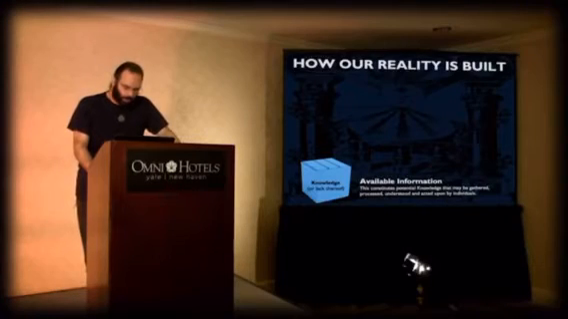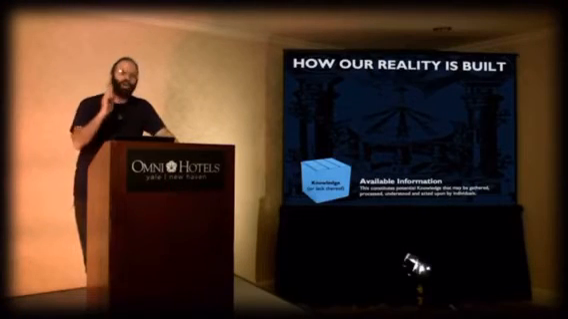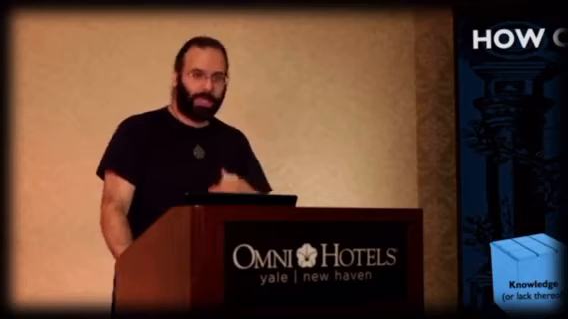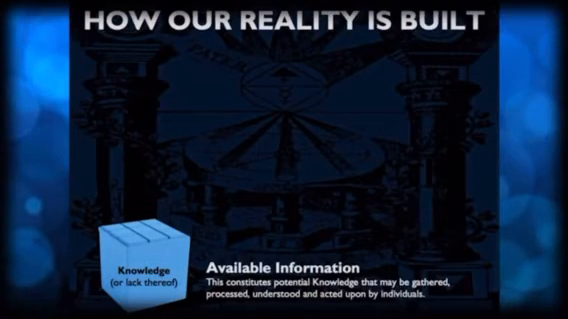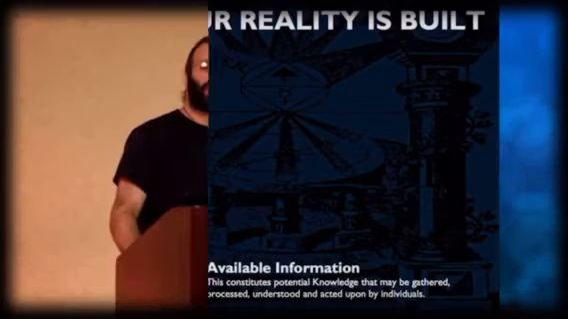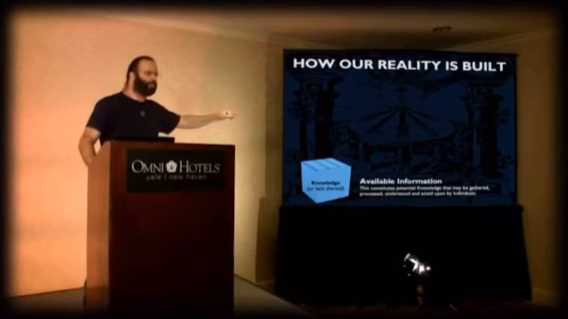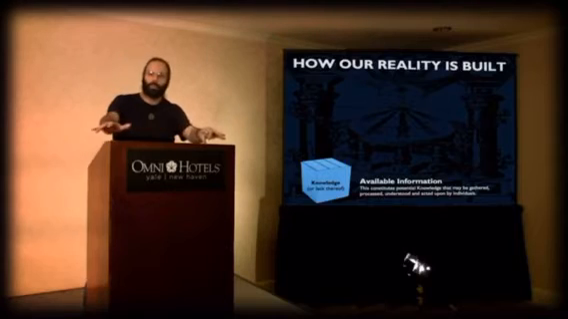Available information is what you're starting with. This constitutes potential knowledge. And it can become knowledge if it's taken in, if it's amassed, if it's aggregated. Okay? It can be gathered, it can be processed, it can be understood, and then it can be acted upon. You could call this the grammar stage of this three-part process I'm going to explain. Okay? You could also refer to this as the input stage. If we're looking at it in a computer model, this is the stage of inputting information or programming something.